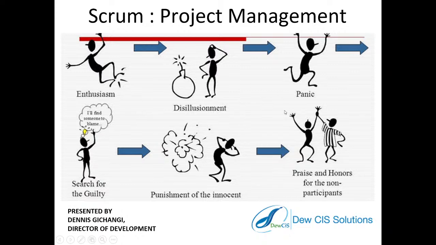So in project management, we start with a small joke. Anytime you conceive a project, there's usually great enthusiasm. This may be quickly followed by some disillusionment. Disillusionment can easily cause panic. In a team, the panic leads to the search of the guilty, that leads to the punishment of the innocent, and praise and honor for the non-participant.